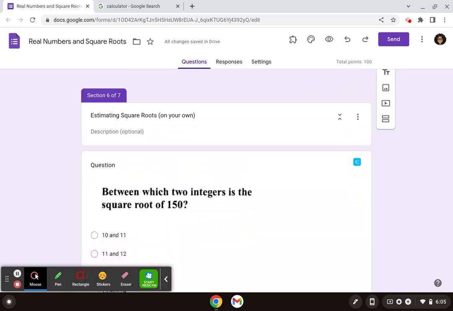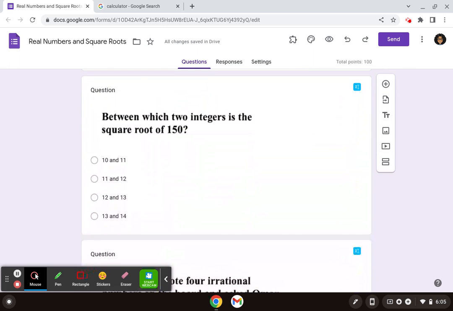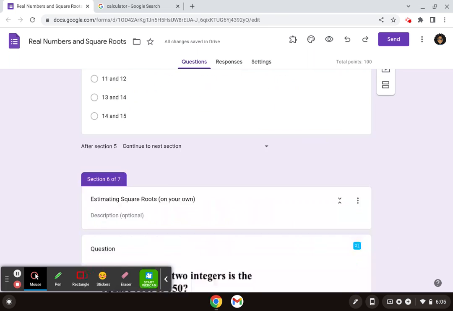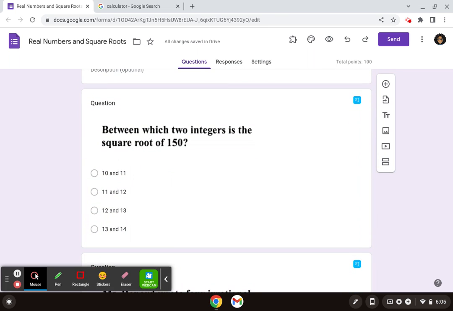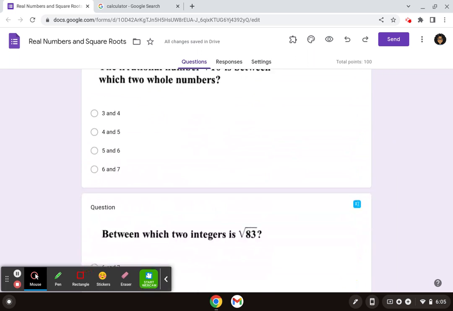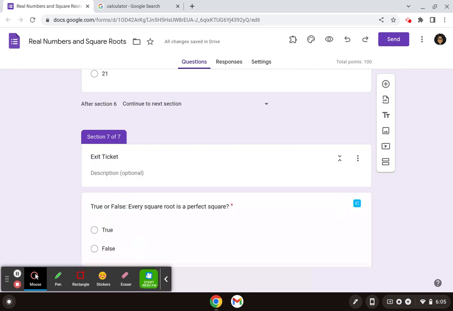And then whenever you get to this last part, it's the same thing. Just instead of showing it to you visually with the squares, it shows you as a word problem. Finish this out and then do the exit ticket. And then you should see your grade automatically when you're done. If you have any questions, let me know. Send me an email.